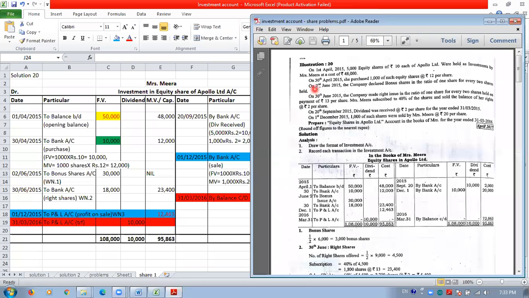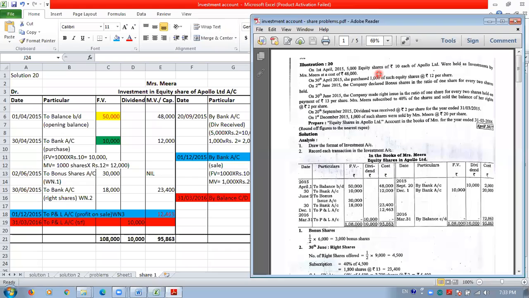So this is the problem. On 1st April 2015, 5,000 equity shares of rupees 10 each of Apollo Limited were held as investments by Mrs. Meera at a cost of rupees 48,000. Right? So here, this is the opening balance of shares. These shares are held for an investment purpose, right?